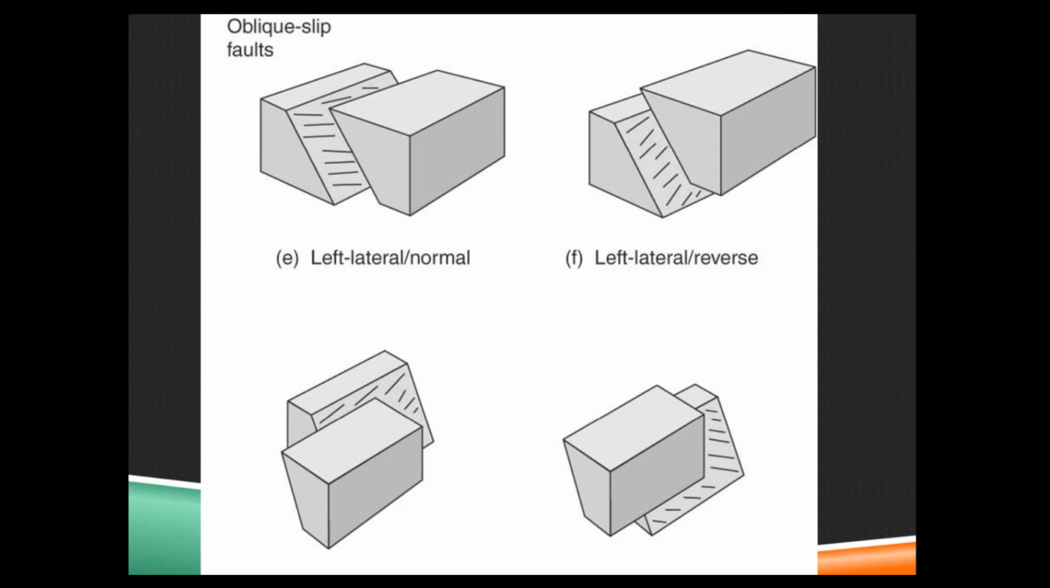And then, as I mentioned earlier, we can have oblique slip faults. This is when both the side-to-side and up-down motion are happening. And so we get 4 cases. We can have a right lateral reverse, right lateral normal, left lateral reverse, left lateral normal.